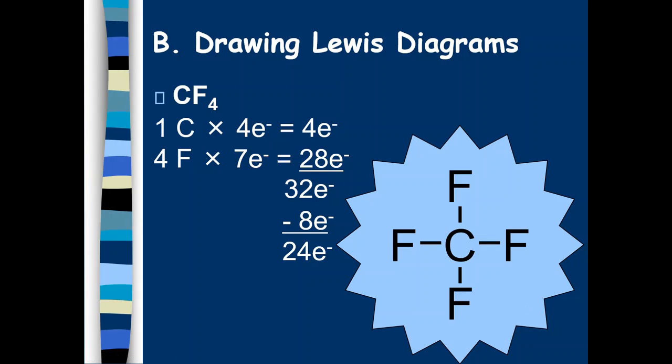Step 4 is to distribute the remaining electrons to give each atom an octet. Well, carbon already has 8 electrons around it. 1, 2, 3, 4, 5, 6, 7, 8. So carbon doesn't need any additional electrons. But right now, each fluorine only has 2 electrons around it. So each fluorine needs 6 more electrons to have an octet.